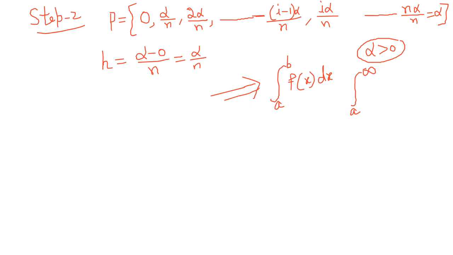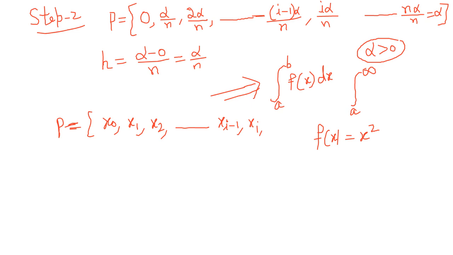Now, what is the next step? What is the P? Sir, here alpha is greater than 0. Does that mean that if it were less than 0, the function would be decreasing? The function should be increasing, and only then is it bounded. Yes, surely, because f of x is x square, so you will always get an increasing function. Now if you compare with your points, they are x naught, x1, x2, up to x i minus 1, x i, and x n equal to alpha, and x naught is 0.